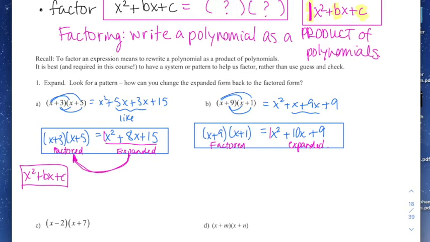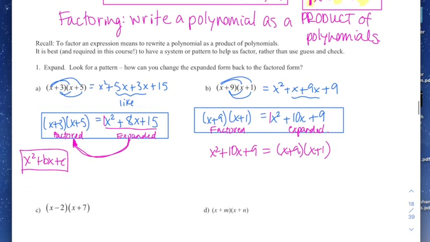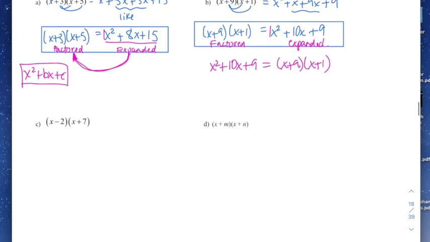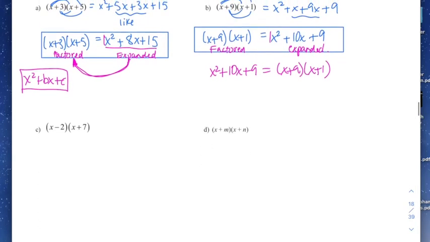So the reason we're trying to figure out this pattern is that I want to be able to give you a question like x squared plus 10x plus 9, and I want you to write it this way. We need to figure out a pattern in order to do that. Let's now look at C and D, and maybe the pattern will become a bit more clear.